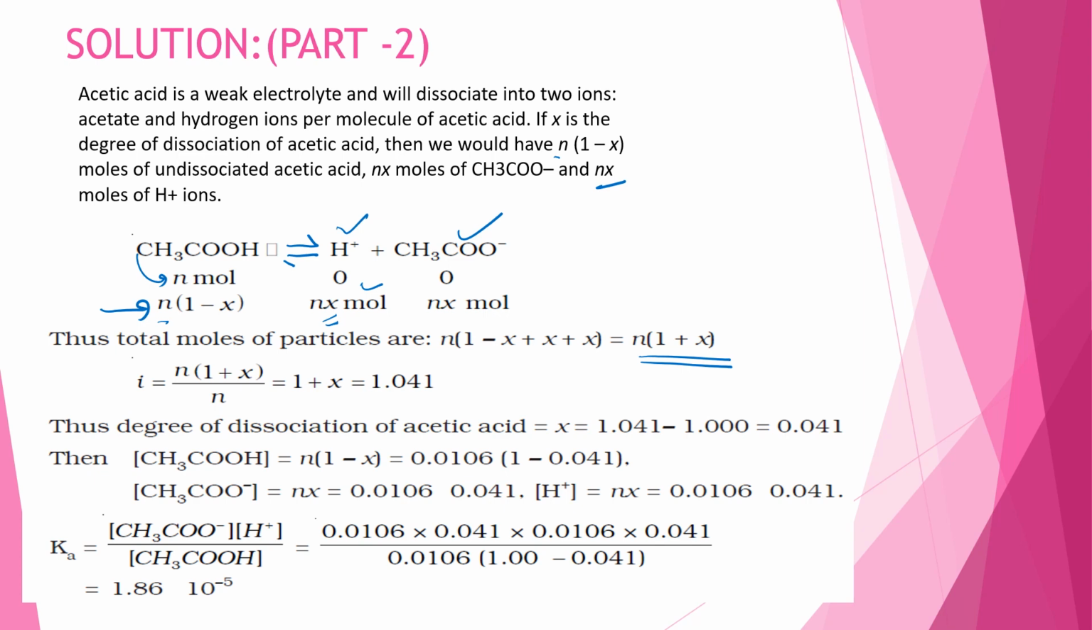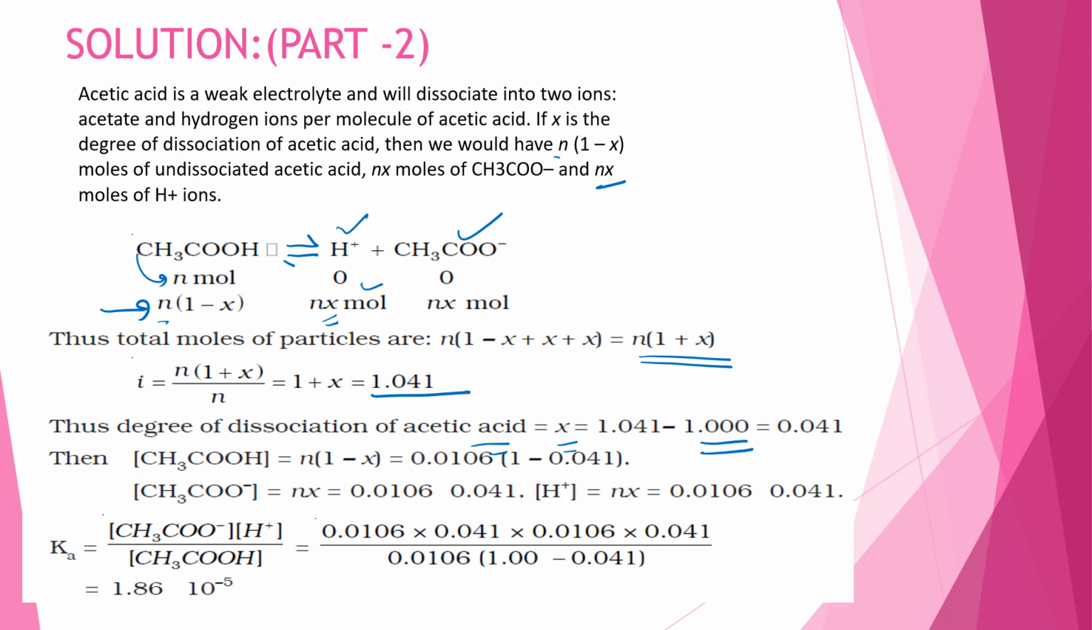So we will calculate i is equal to number of moles of particles after dissociation and number of moles of particles before dissociation. So this is a problem on dissociation, sorry. We have to calculate in the dissociation term. So n into 1 plus x upon n is equal to 1 plus x, which is equal to 1.041. So the degree of dissociation of acetic acid, which is equal to x, is 1.041 minus 1, which is equal to 0.041.